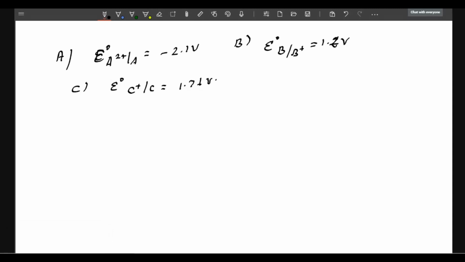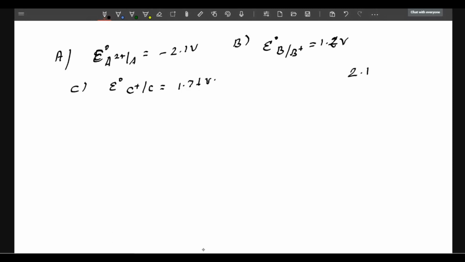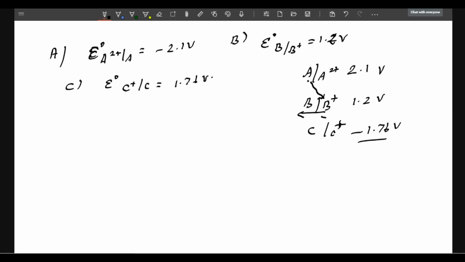First, arrange them as oxidizing agents. First one is A, 2.1 volt. Next, B bar B plus is 1.2 volt. Next is C bar C plus, 1.76 volt. Then we see who pushes whom out: A will displace B plus, converting it into B. A converts the C plus into C. Since displacement is what is asked, use the reducing character.